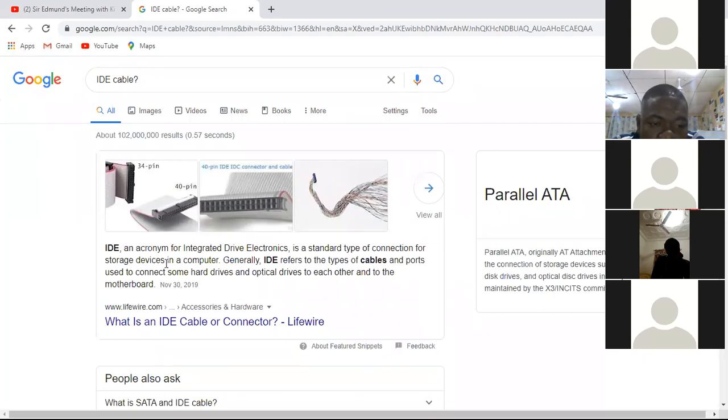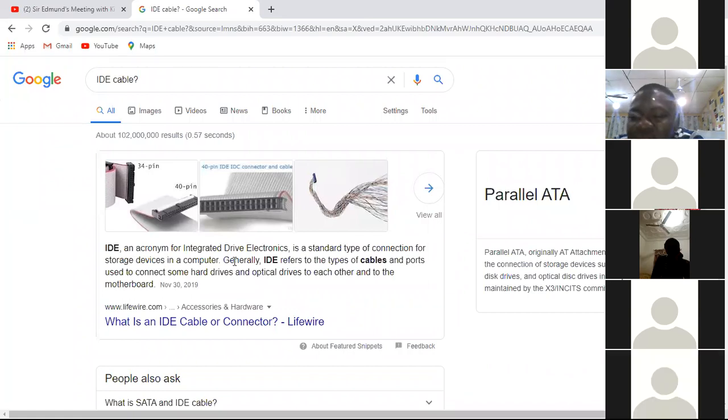Kek, read this for me. IDE. IDE, an acronym for Integrated Drive Electronics, is a standard type of connection for storage devices in a computer. Generally, IDE refers to the types of cables and ports used to connect some hard drives and optical drives to each other and to the motherboard.